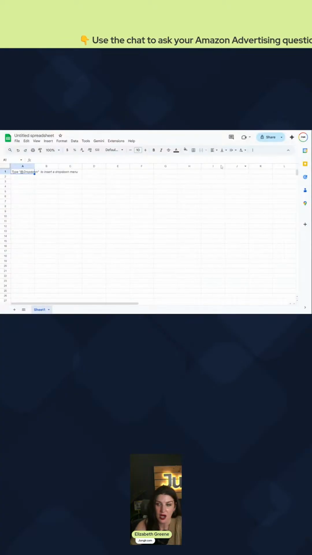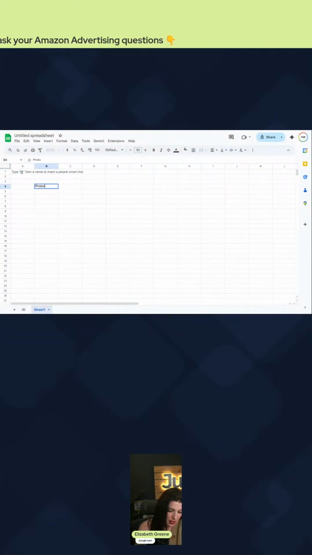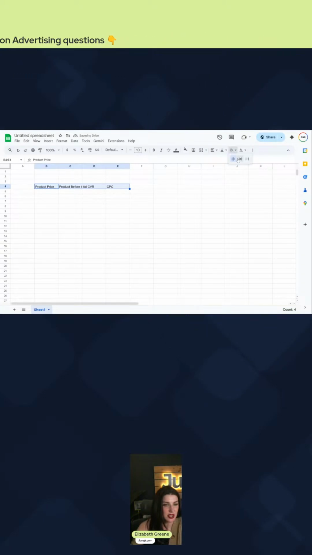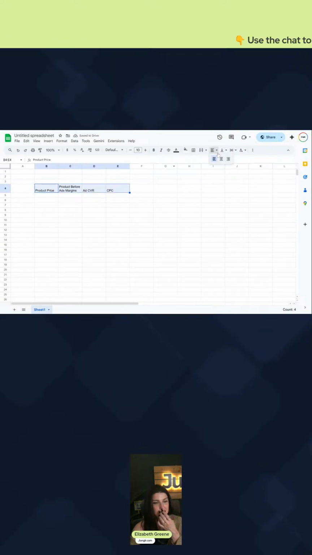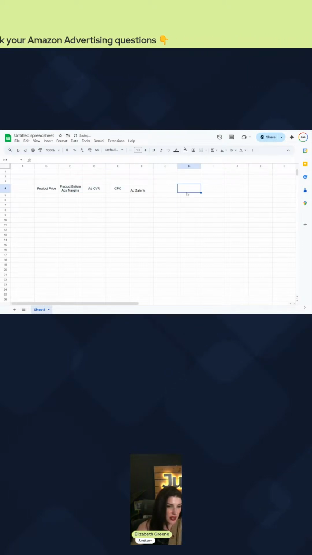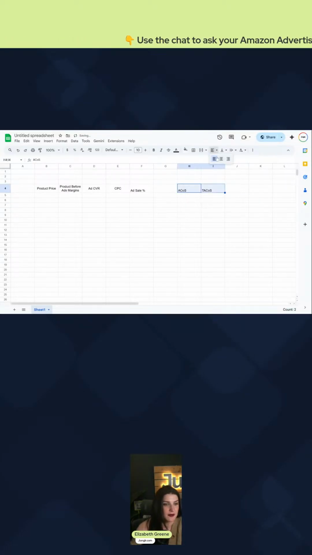Okay, so let's go through here. I'm going to set up the product price, and then the product margins before ads. Then we have what I'm just going to call the ad conversion rate, and our CPC. I guess we can add in ad sale percentage as well, and then let's look at ACOS and TACOS. All right, let's see if we can do math.